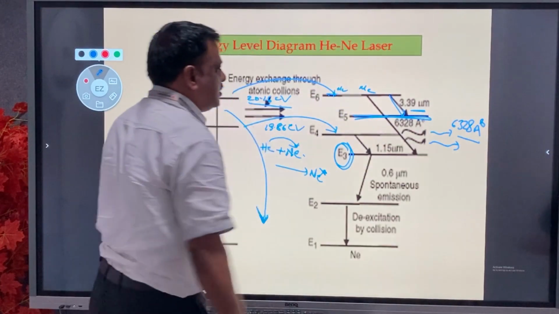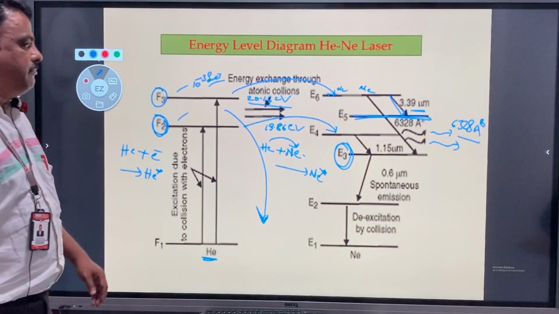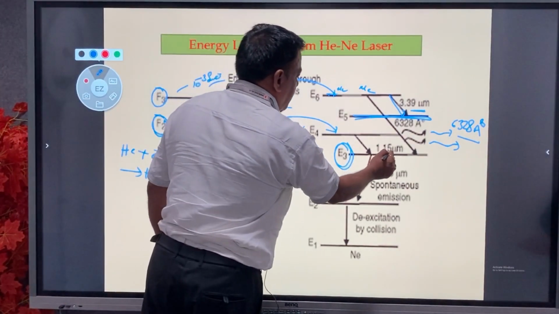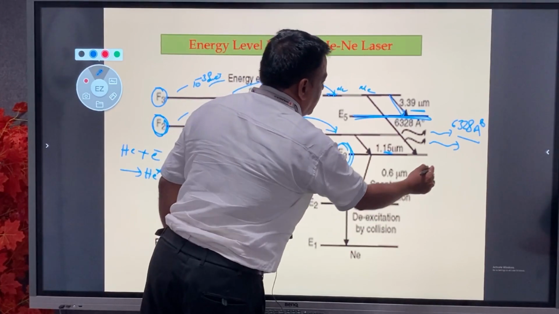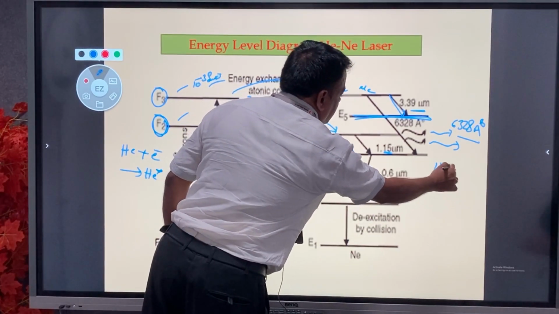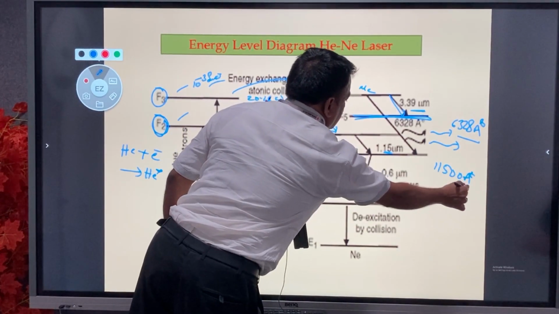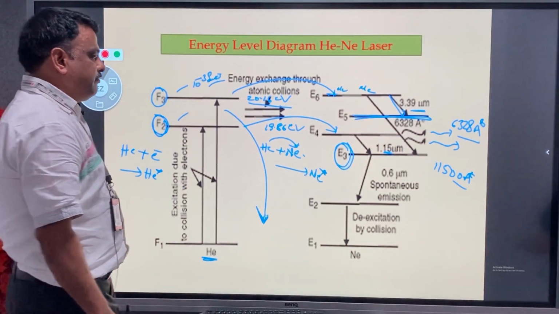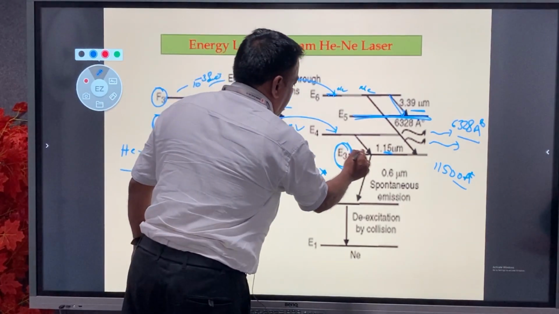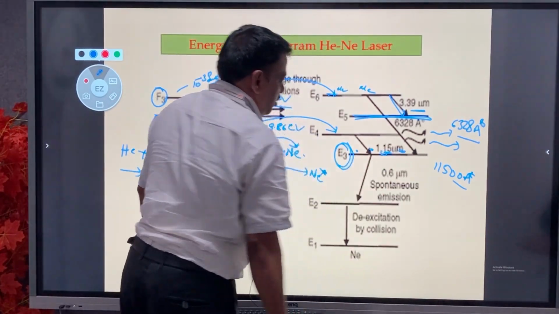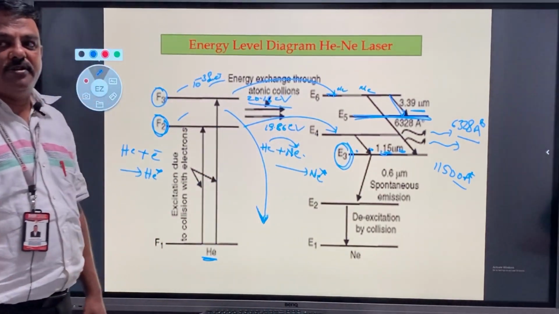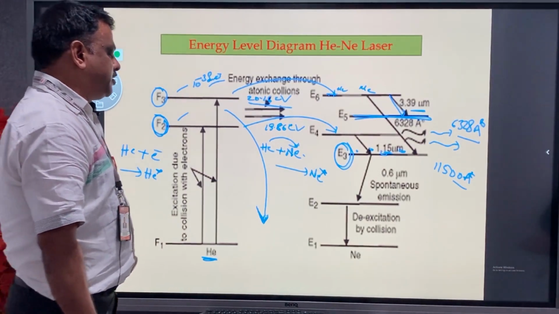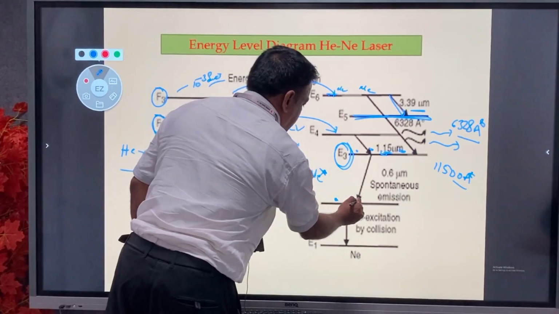6328 angstroms. Some of the neon atoms go from the E4 level to the E3 level, and it emits 1.15 micrometers, that means 11,500 angstroms wavelength radiation. This is also infrared radiation. The neon atoms in the E3 level, by the spontaneous emission process, emit a photon of wavelength 0.6 micrometers. It falls to the E2 excited state.